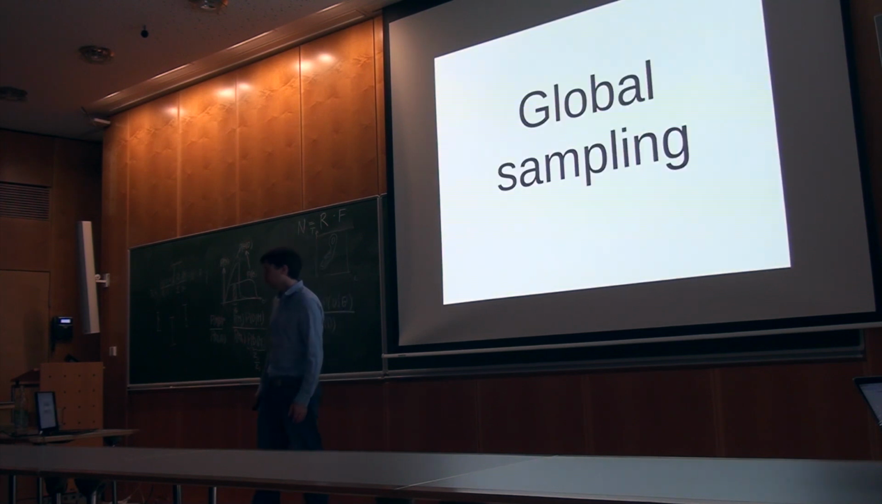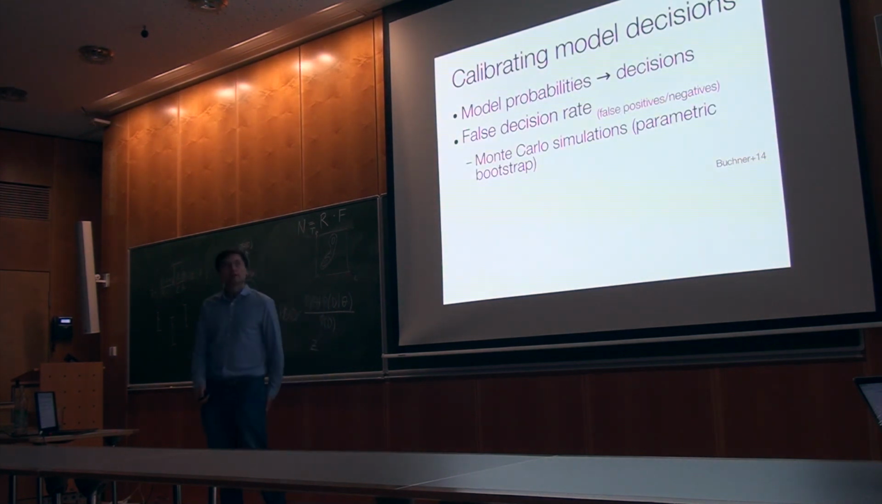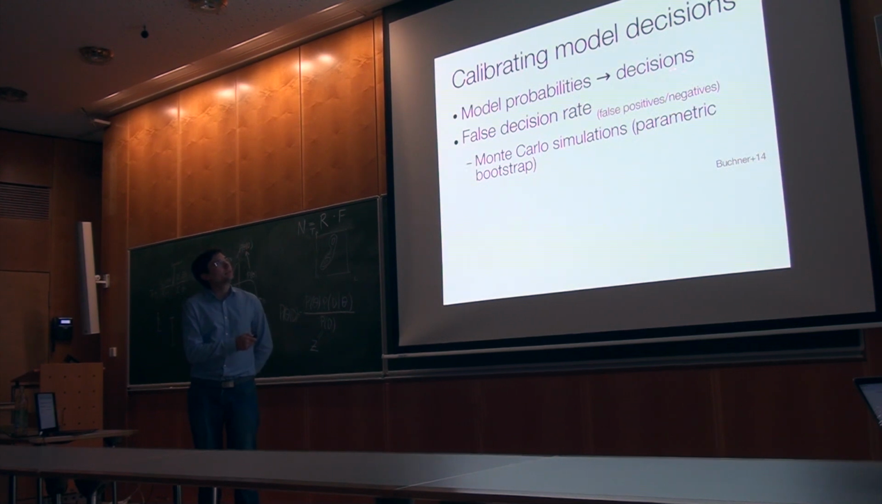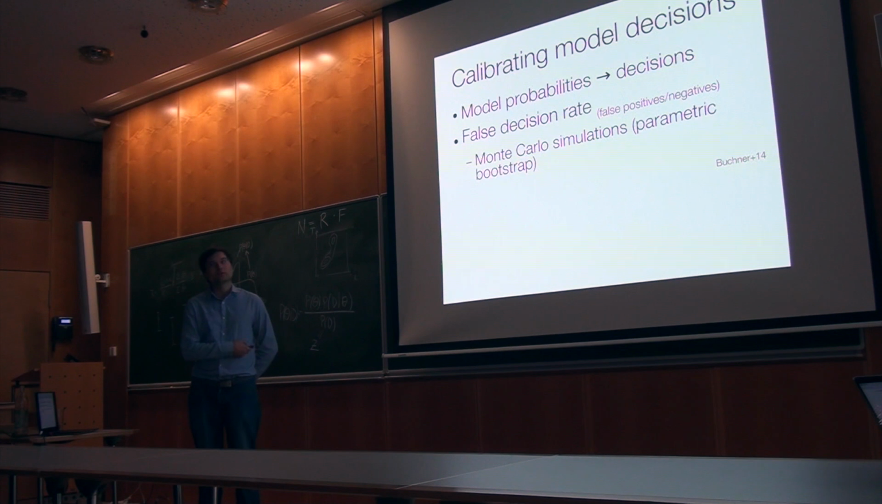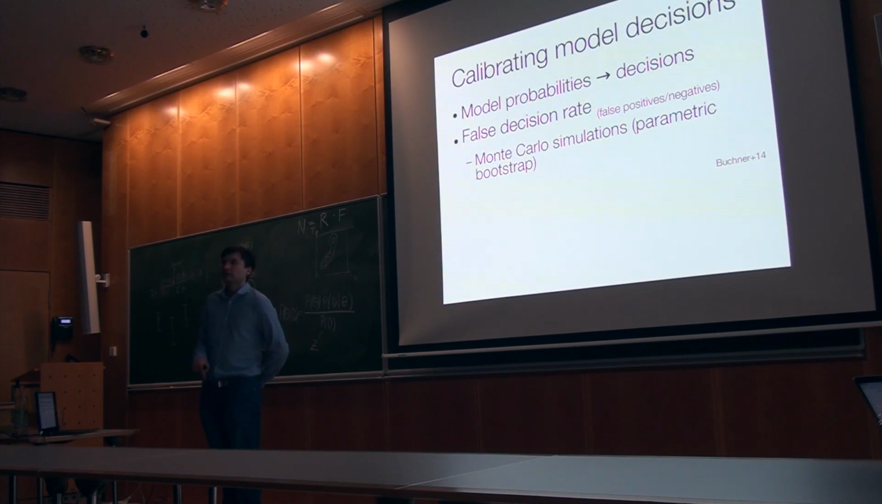To understand that, because we want to take these model probabilities, make decisions, and want to characterize the false decision rate, understand how many false positives or false negatives we have, again, I would recommend to do simulations. So basically the idea is you simulate under one model, and look how many times you falsely choose the other model. And you simulate under the other model and see how often you would falsely select the first model.